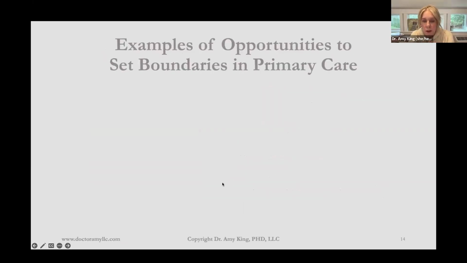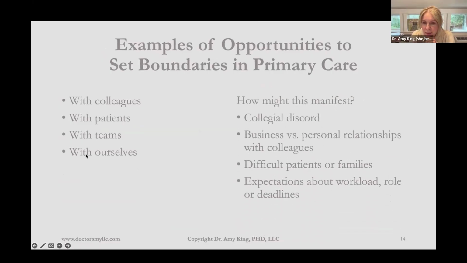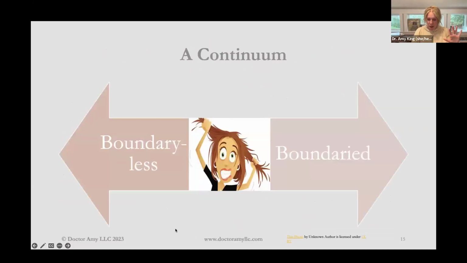And there are lots of opportunities to create them, as you know, in primary care, with colleagues, with patients, with teams, with ourselves. They manifest through collegial discord at times, business versus personal relationships with our colleagues, tough patients, tough families, or expectations about our workload or deadlines. I want us to think for just a moment, and then I'd love to have a conversation about this continuum of boundaries in healthcare, where it feels like we're either completely boundaried or completely boundaryless. I want you all to think for just a moment about where you're at on this continuum.